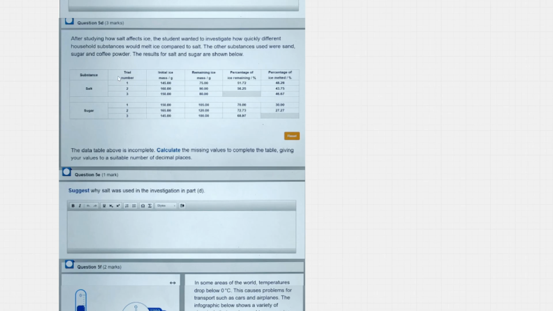Here you just have to calculate the percentage of ice remaining, percentage of ice melted. To do this, for the first one, do the mass remaining divided by the initial mass, and then multiply that by 100. Which would roughly equate to 53.33% for the first one.